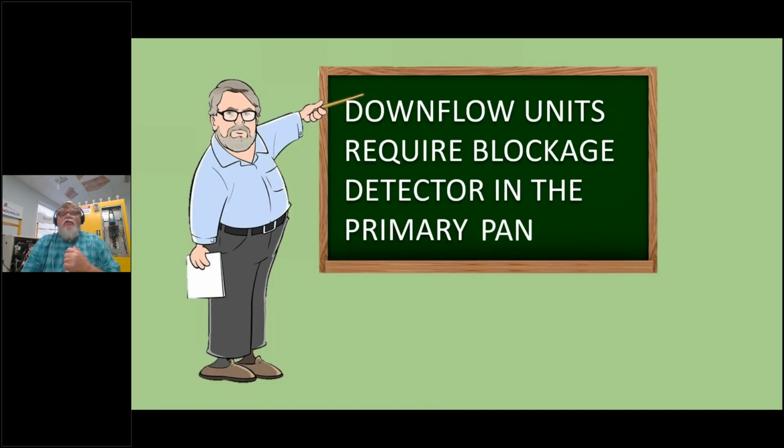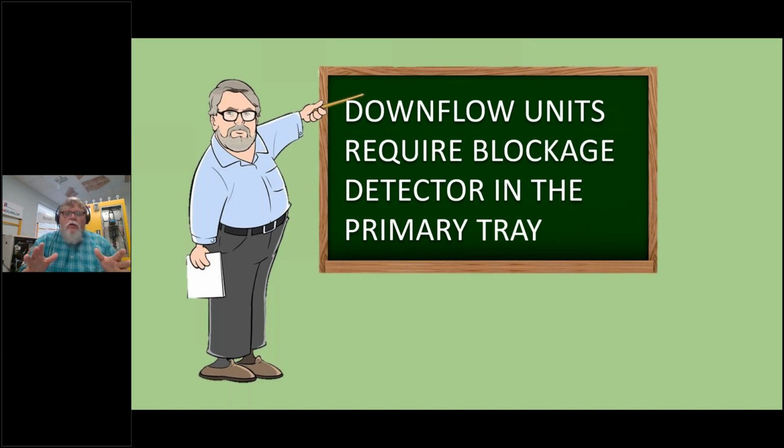All right, downflow units. This is kind of a recent thing I've noticed in some of the code areas. Downflow units require a blockage detector in the primary pan, it says. What they're talking about here is, in most cases, a furnace. So you got a furnace sitting on top of an evaporator coil or an indoor coil. They're saying you got to put a primary drain on it, but they're saying get a blockage detector of some type in the primary pan. I wish they would say the primary tray. There is a condensate tray inside of the unit, and I think it confuses some people when they see pan. They're thinking an emergency pan or something like that.